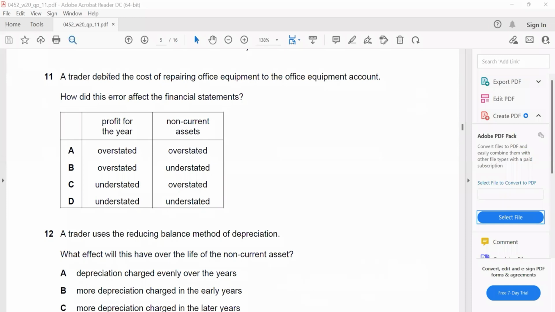11. A trader debited the cost of the, okay, this is an expense. This is a non-current asset. So they recorded it into the office equipment. That means non-current asset will be overstated. And this one debited the cost of the, so it means expenses understated. Expenses understated, profit will be overstated. So the answer should be A. Okay, now next move on.